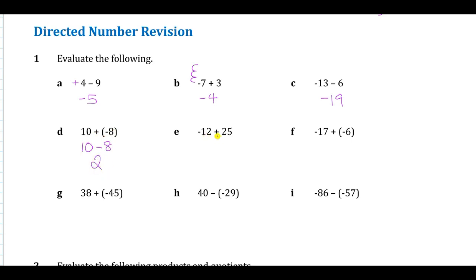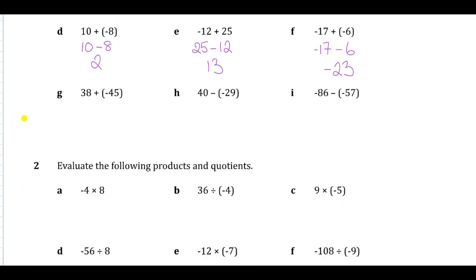Negative 12 plus 25, the other way of doing either B and E is I can rewrite by switching around and I'll get 13. Negative 17 add negative 6 means I'm going to start with negative 16. The negative sign wins, and I will get negative 23.